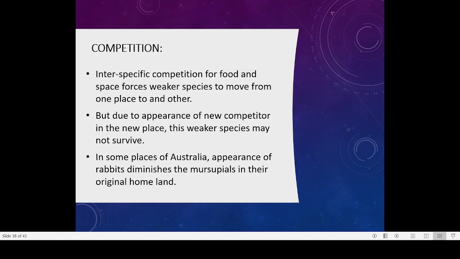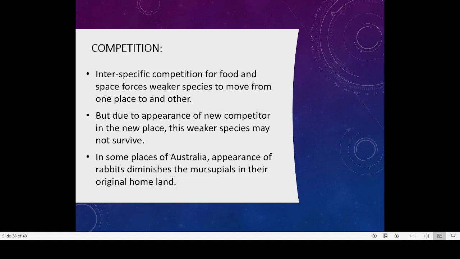In some places of Australia, the appearance of rabbits diminishes the marsupials in their original homeland. You know that the rabbit is a species introduced by human beings from Europe to Australia. Rabbits are highly adapted. That is a placental animal. So compared with the marsupial mammal, placental mammals have better adaptability. So in the presence of rabbits, marsupial animals may be facing extinction. The rabbit will be occupying most of the natural habitats used by the marsupial animals.